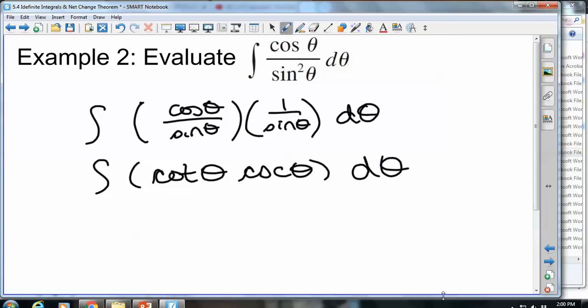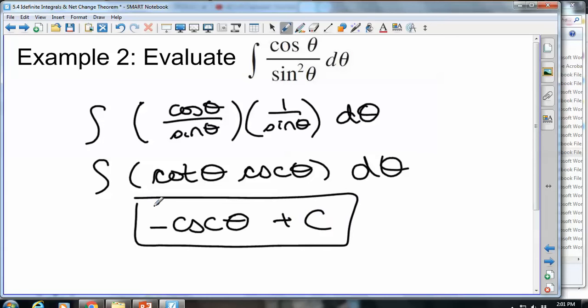Now initially that's not real promising because I still have a product. Is there anything whose derivative is cosecant cotangent? Well, the derivative of cosecant is negative cosecant cotangent. So since this is a positive, when I do the antiderivative, it will be negative cosecant theta. And what do we need? Plus c. So we may have to manipulate our original problem a little bit before we can evaluate this.